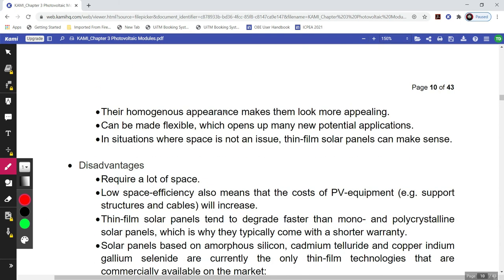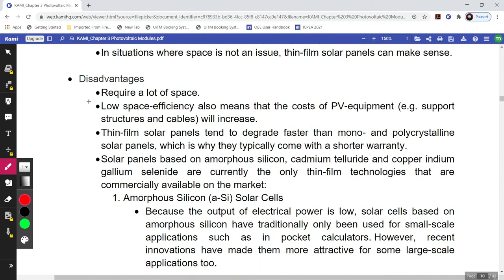Their homogeneous appearance makes them look more appealing. So they have a uniform color, just like monocrystalline. Can be made flexible, so they can be folded, which opens up many new potential applications in situations where space is not an issue. For example, in the desert, thin film solar panels can make sense. The disadvantage is they require a lot of space compared to mono and polycrystalline for the same power rating.